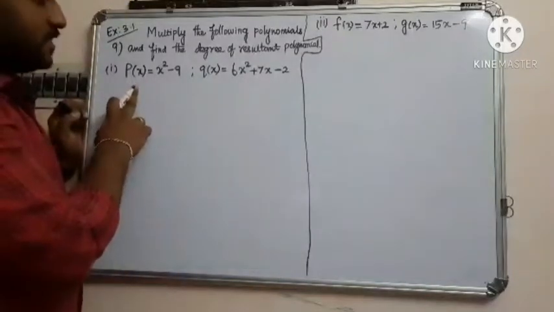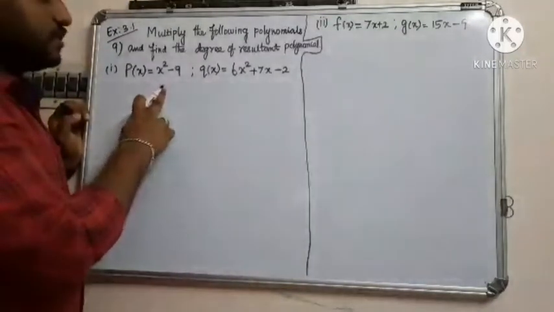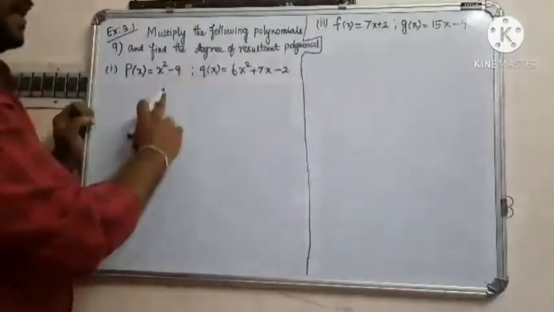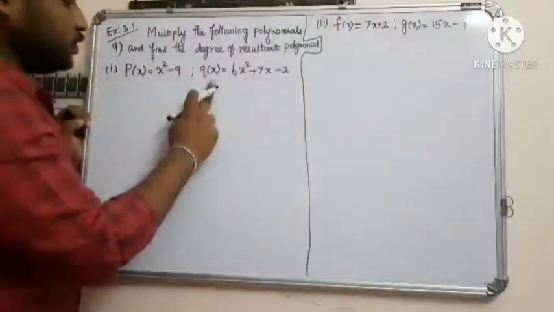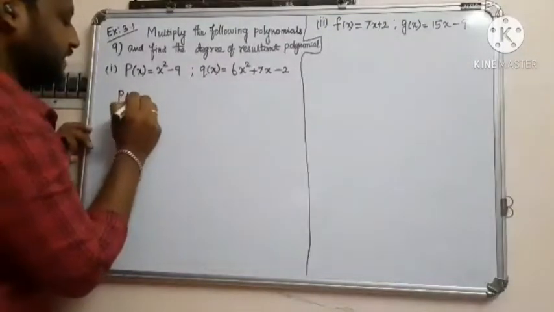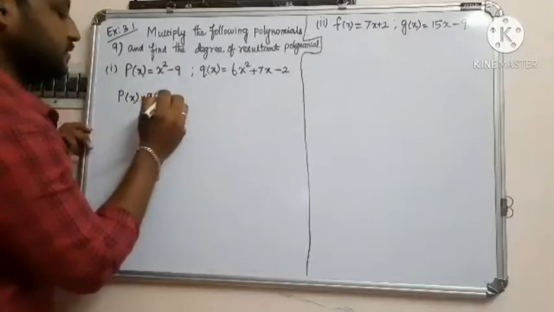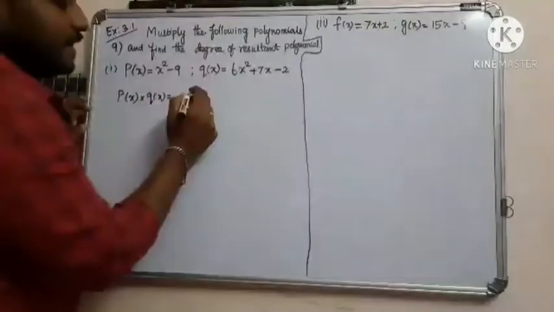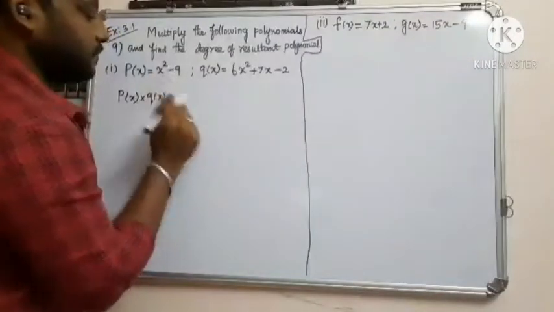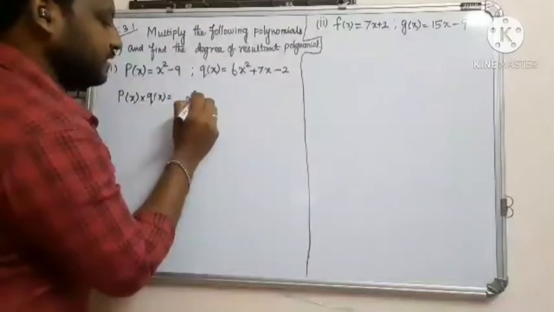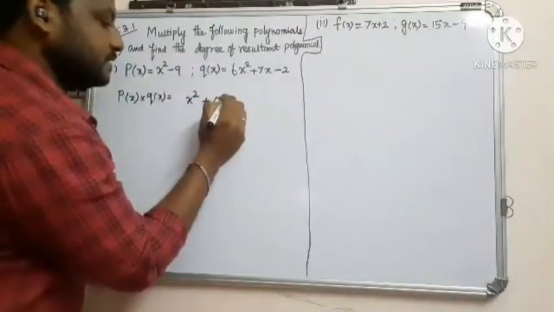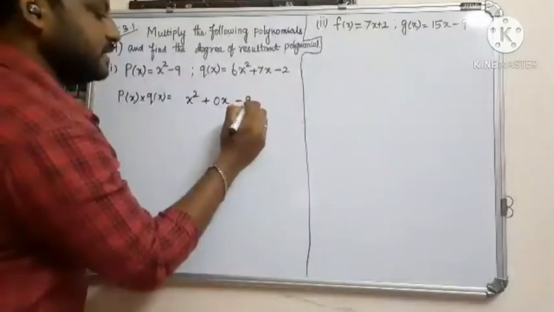So question number 9, first subdivision. P of x is equal to x square minus 9. Q of x is equal to 6x square plus 7x minus 2. We have to multiply P of x and Q of x. P of x into Q of x, which is normal multiplication. You have to write P of x first, that is x square. Here the x term is missing, so you have to write plus 0x minus 9.